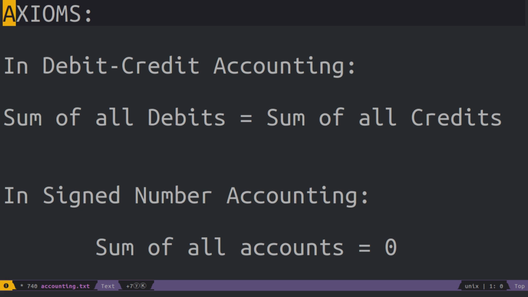In signed number accounting, each account has one number. The law is, you take all of the accounts, however many you have, and the sum of all the accounts is 0. This means, in any single transaction, there is always increase in some accounts, and always decrease in other accounts. Again, every single transaction is balanced, which means before and after every transaction, the accounts are balanced. The law in signed number accounting is different from the law in debit-credit accounting.